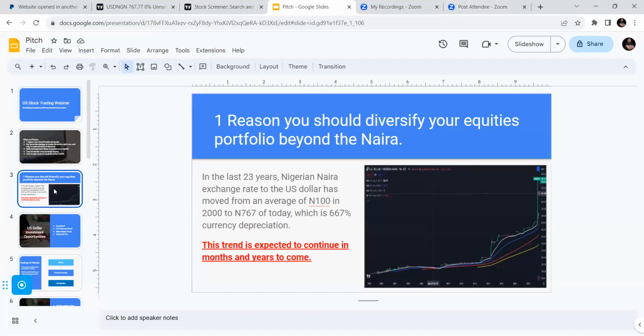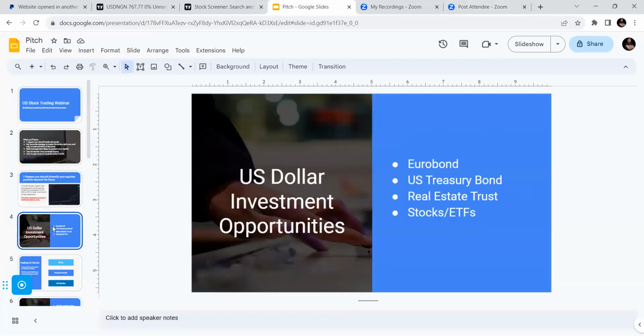Now, to move away from that, let's move to the next slide. What are the USD opportunities available? Now that I want to expand, now that I'm planning to move some of my assets away from Naira and diversify, what are the USD investment opportunities available for us? We're going to share four.